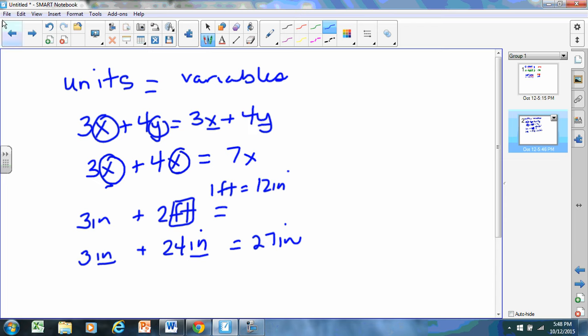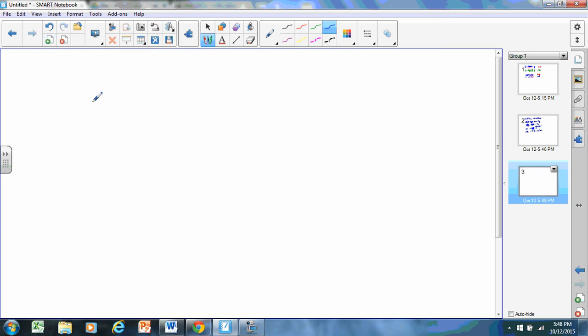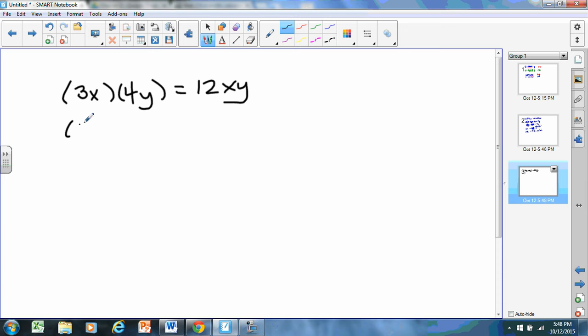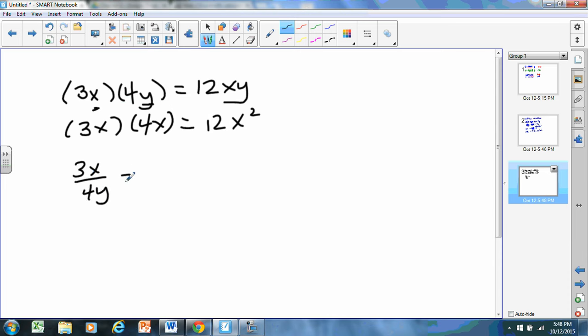Now, crazy thing though, you can multiply them. If I asked you to multiply 3x times 4y, weird thing is you can do that. That's 12xy. Or if I ask you to multiply 3x times 4x, you can still do it. This is 12x squared. So what you've got to know about variables is even if they're different, you can multiply and divide them. 3x over 4y is 3/4 x over y. I mean, you can do that.